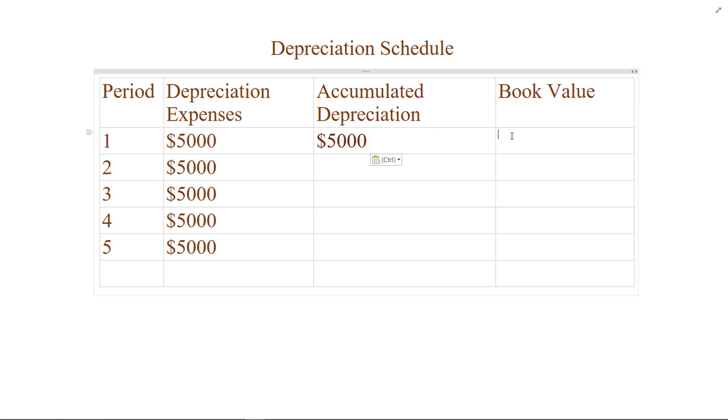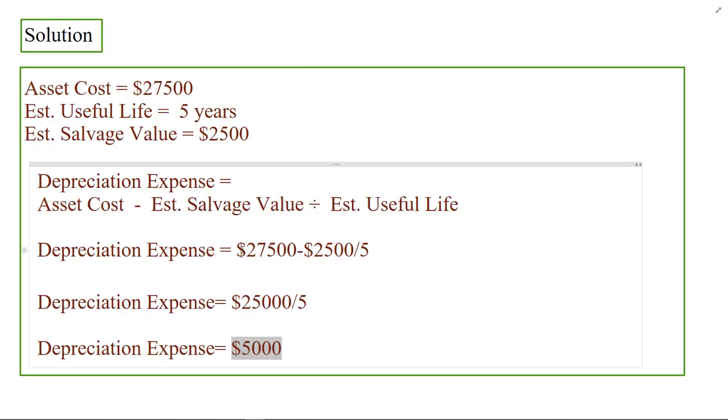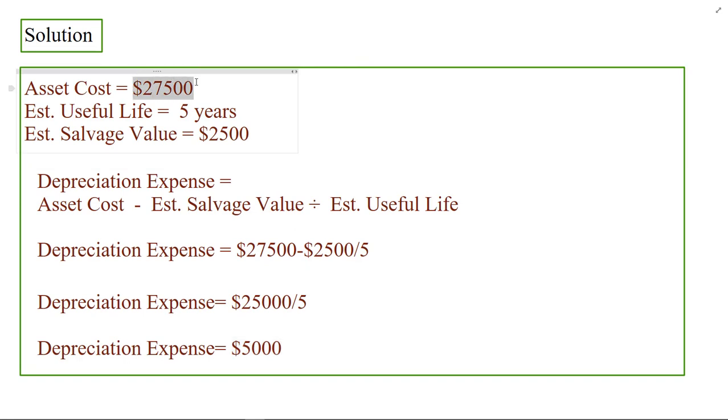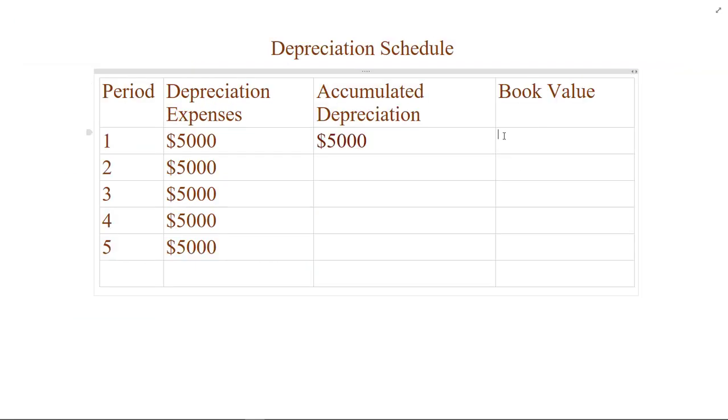Now coming to the book value. The formula for the calculation of the book value is asset cost minus depreciation expenses. Now students, let's look at how much the asset cost is. Asset cost is given in the question. That is equal to 27,500. So I will write it here, 27,500, that is the asset cost, minus depreciation expenses. How much is depreciation expenses? That is 5,000.